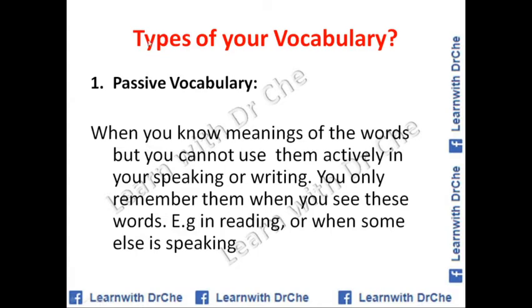So you know there are two types of vocabulary. Number one is passive and number two is active. What is passive vocabulary? Passive is when you know the meanings of words but you cannot use them actively in your speaking or writing without having to look at them. You can only remember them when you see these words.